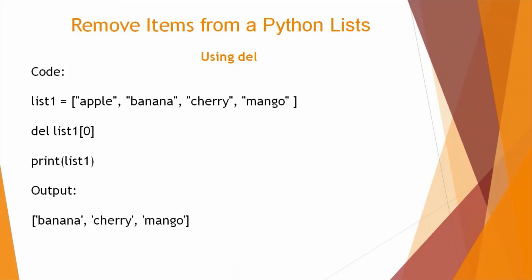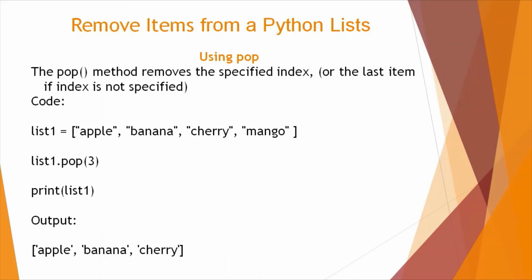So in the output we will get banana, cherry, and mango, and see that apple is removed from the list. And the last method to remove an element from the list is pop. The pop method removes the specified index, or the last item if the index is not specified. So if we say list1.pop(3), it will remove the element from the third index, that is 0, 1, 2, 3. So the element mango is at index 3, so obviously we will see in the output apple, banana, and cherry, and the mango that is present at index 3 is now removed. If we do not specify the index, it will remove the last item.